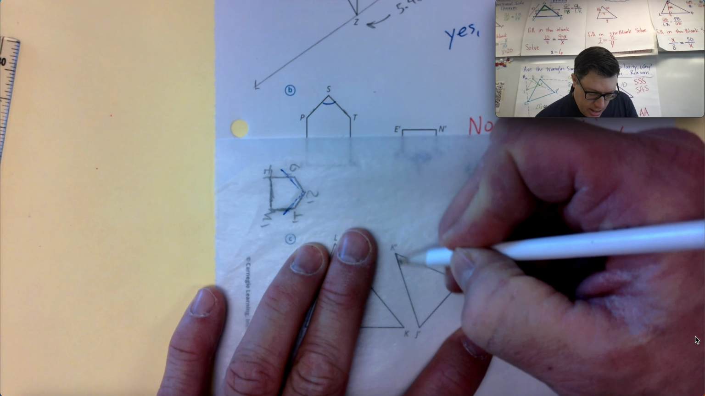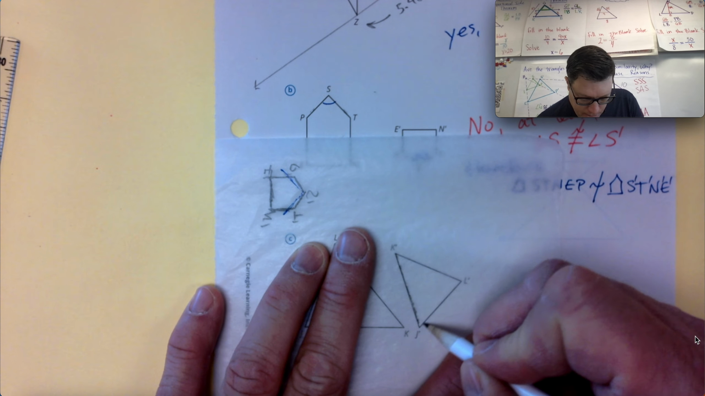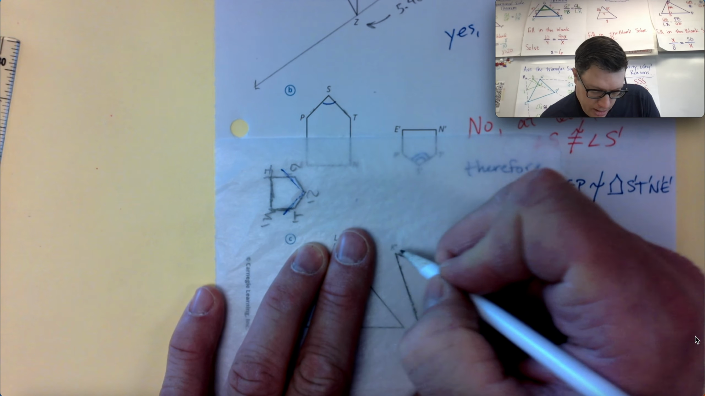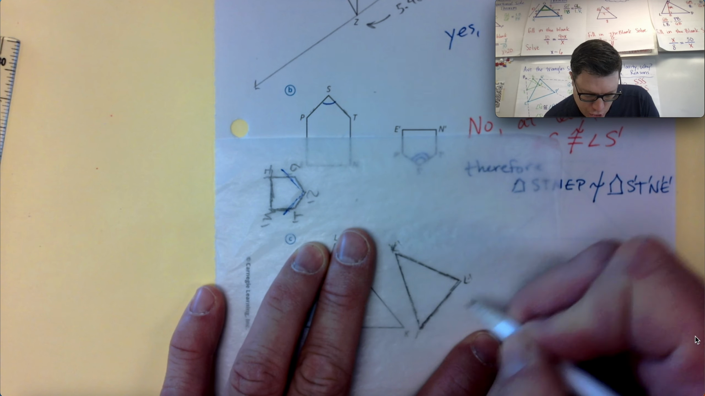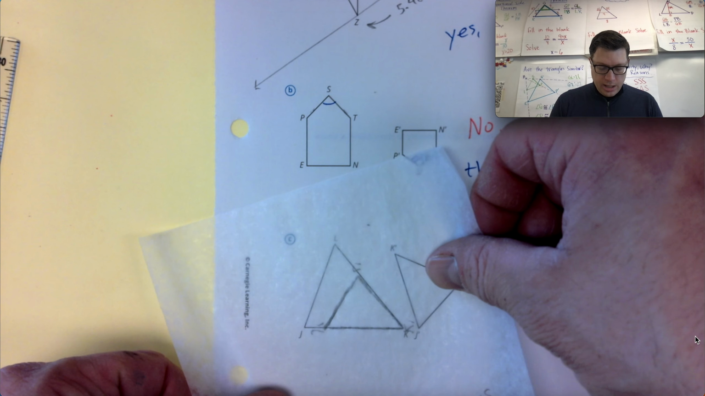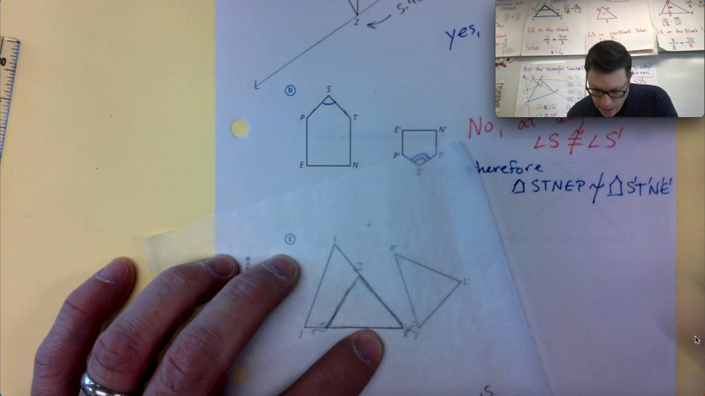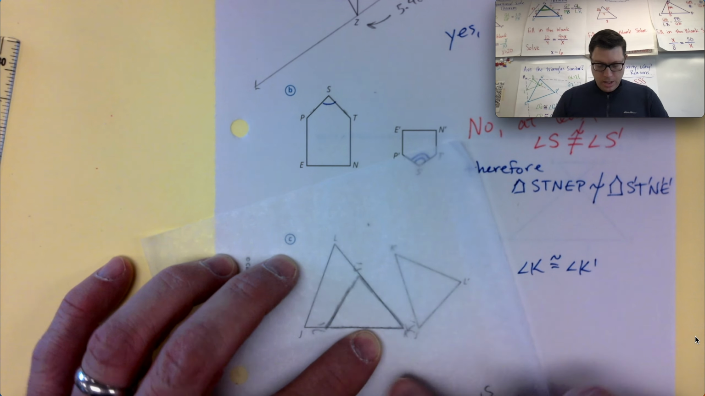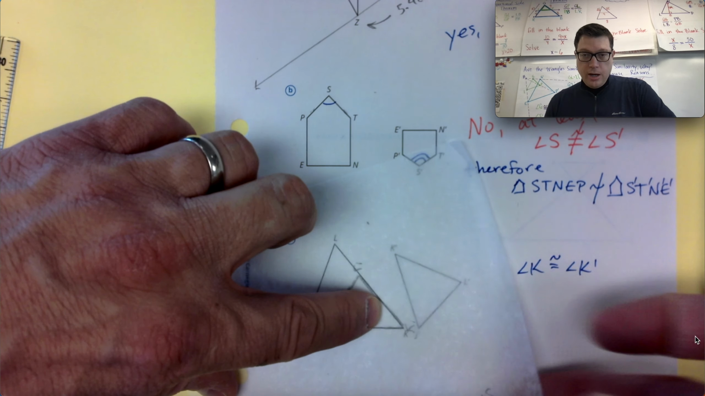So tracing K prime, J prime, and L prime, I'm going to perform a transformation of some kind, like maybe a reflection and a translation and a rotation. And look, angle K is congruent to angle K prime, because right in here, angle K and angle K prime, according to the tracing paper, perfectly fit.